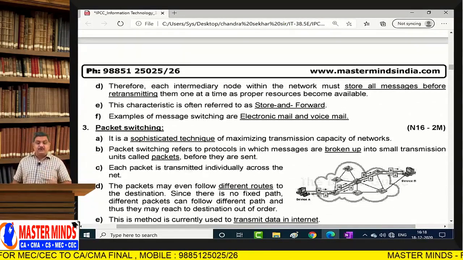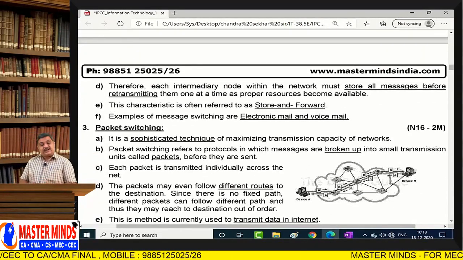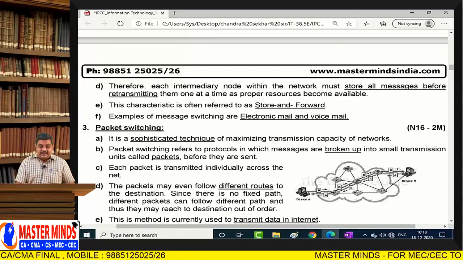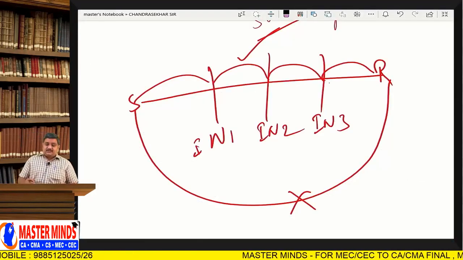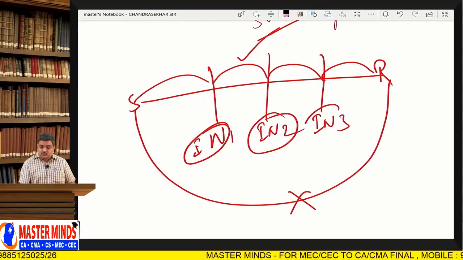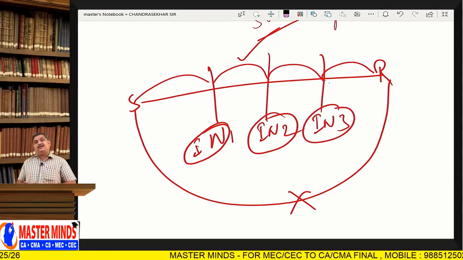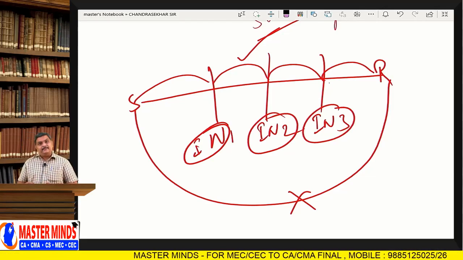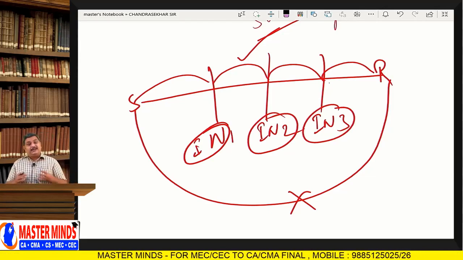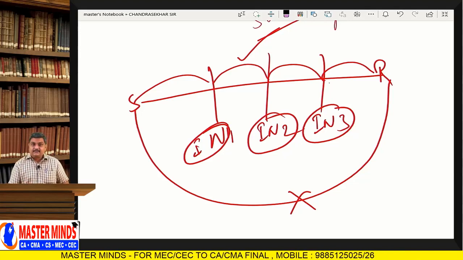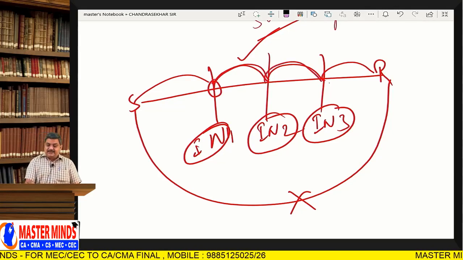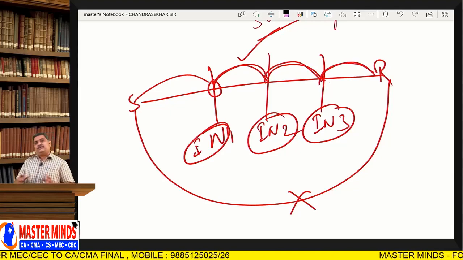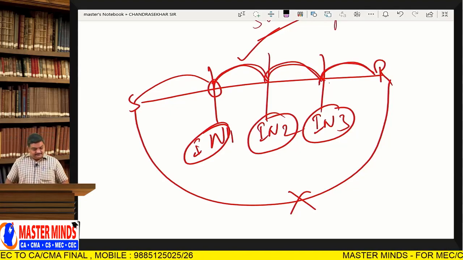And therefore each intermediary node within the network must store all the messages before retransmitting them one at a time as proper resources become available. Yes. See, intermediary node 1, intermediary node 2, intermediary node 3, they have to take all the data that the sender is sending, because we don't know how much time the data will be there at intermediary node 1. So all the data will be there at intermediary node 1, and that will give it to intermediary node 2, then to 3, and then finally the actual message will be sent to the actual receiver.